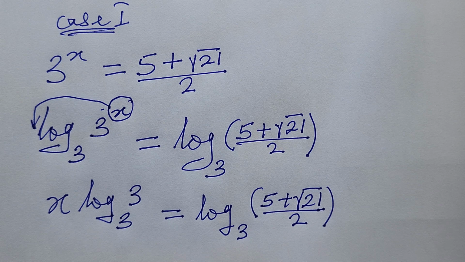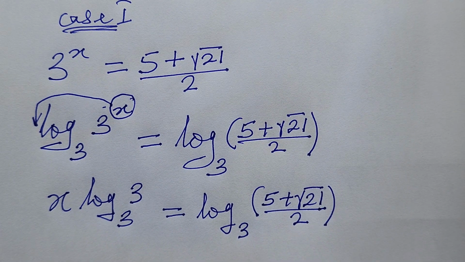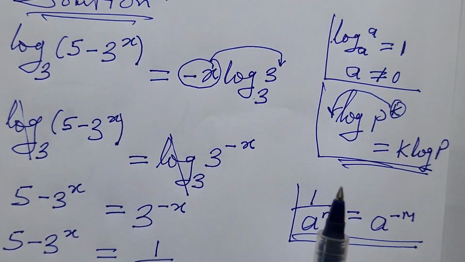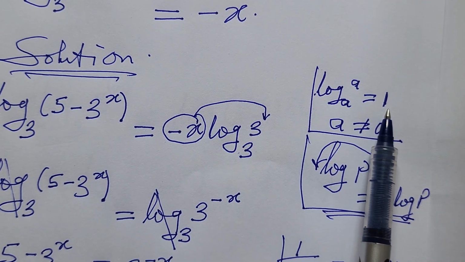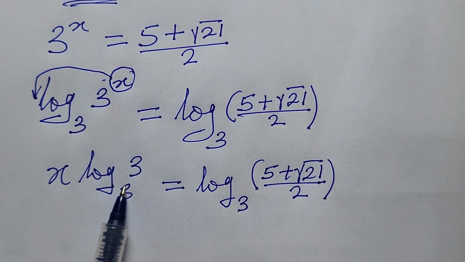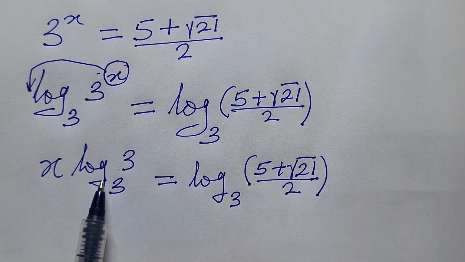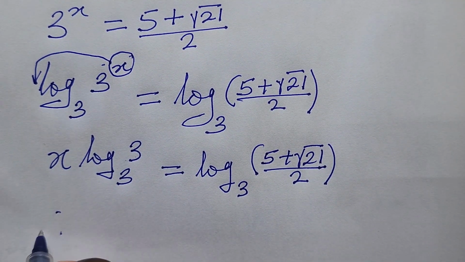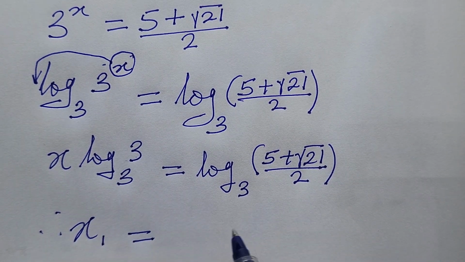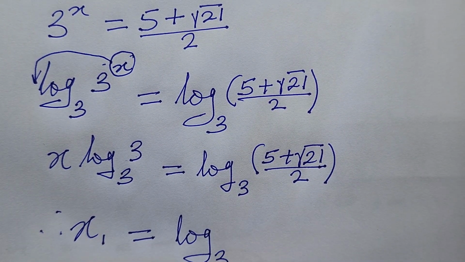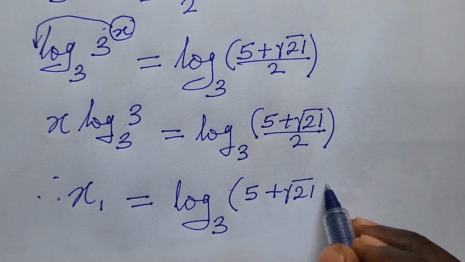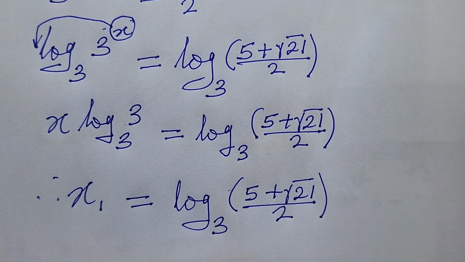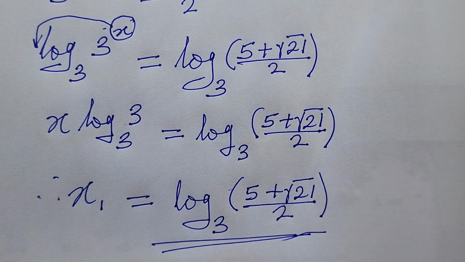Really, there's no confusion here. Again, we remember from the law of logarithm, which says that if you have the same base, log a base a is equal to 1, then this will give us 1 also. So if this gives us 1, we're going to have 1 times x. Therefore, we're going to have our x1 is equal to log base 3 of (5 plus the square root of 21) all over 2. So this is our x1.